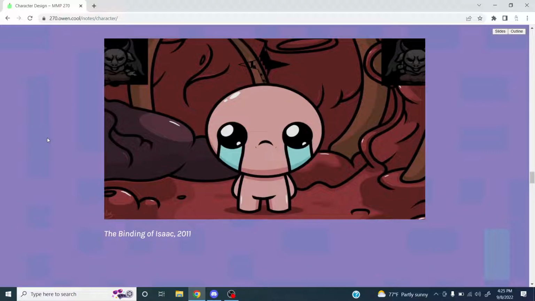Another good example of character design is Binding of Isaac. This is really one of my favorite games. It's a dungeon crawler that's procedurally generated, which is something we'll talk about in future lectures. And similarly to Pac-Man, the tears in the eyes of the character represent the character's origin story and also the functionality of the character, where he shoots tears at the enemies to fight in the gameplay.